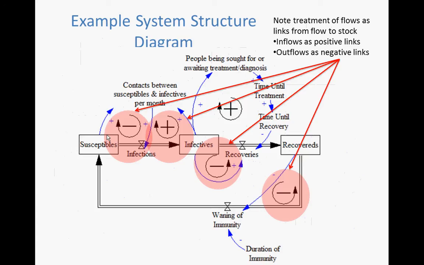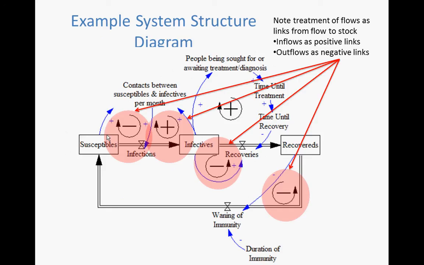Actually, this should be a plus. Oh, okay. Thank you for spotting that. This should be a plus here. So as the number of recovereds goes up, the rate at which people lose immunity goes up. So there's more people per month who are waning in immunity, and the lower recovereds will be. Does that make sense? So that's why it's a negative thing.